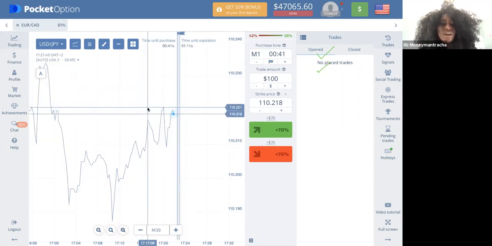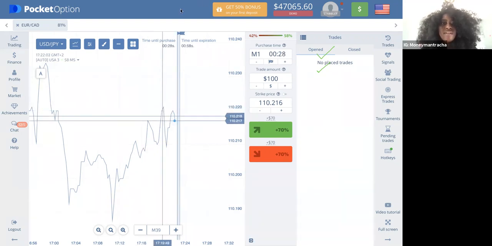So y'all, of course, let me know which entry points y'all decide to take. Let me know what y'all actually did. Let me know if y'all set a pending order. Let me know if you're waiting for the buy. Let me know if you're waiting for the sell.